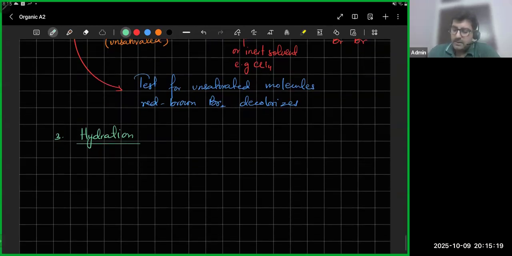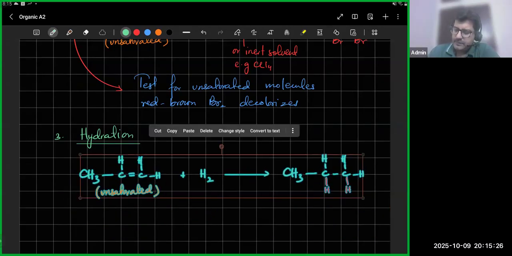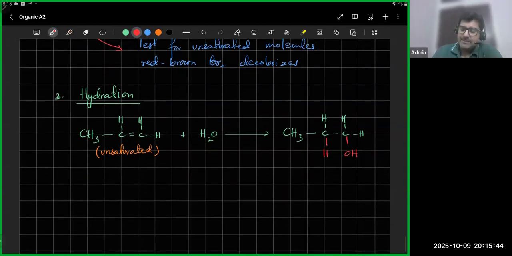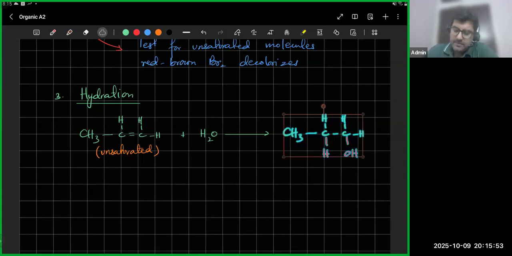So what happens in hydration is, well, something similar. You have an unsaturated molecule, and this time water gets added to it. Now at one place H will add, and on the other side it's going to be OH. And now you're going to get two versions. It's an asymmetric alkene, so you're going to get two molecules. One is this, where the OH adds at the end.